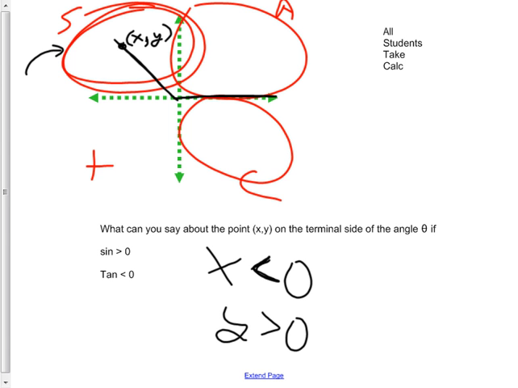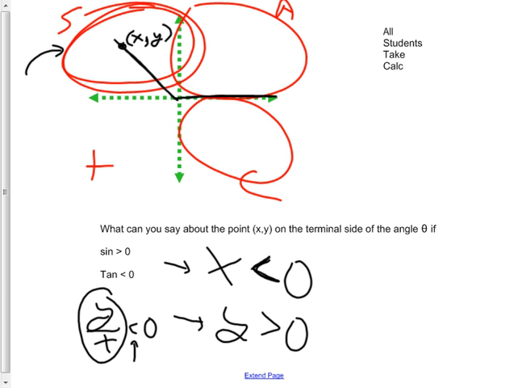What if they asked me about tangent? Well, they gave me tangent. But what's tangent made up of? Y over x. So what could you say about y over x? It is less than 0, yep. And that means one of these is negative, one of them is positive, so when I divide them, that'll be negative.